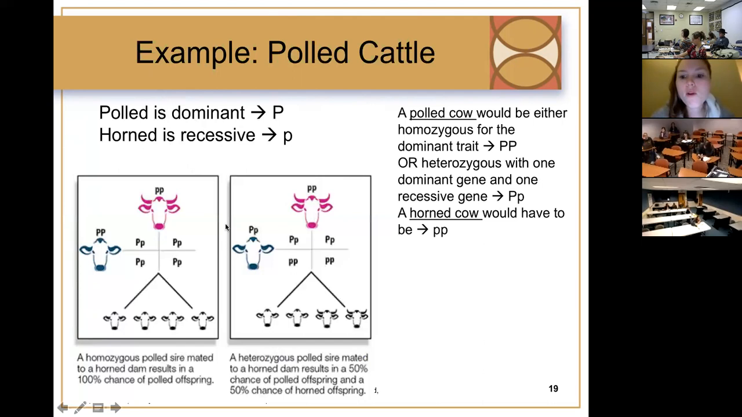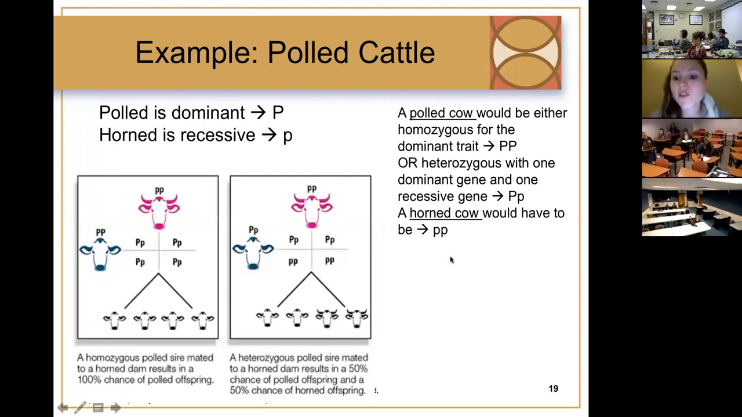So a polled cow would be either homozygous for the dominant trait, so they would have PP, big P, or they could be heterozygous for the dominant gene, because polled, big P, is dominant. If it's dominant, you only need one. So if you have big P, little p, it doesn't matter that the little p is there. That makes them heterozygous, but that big P is still what's going to control the gene. Does that make sense?